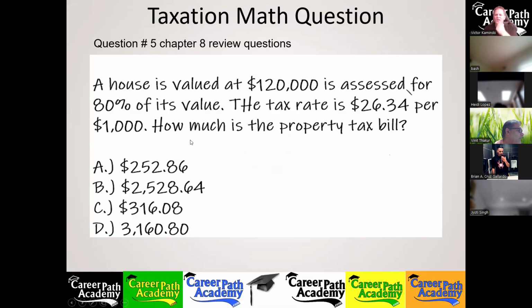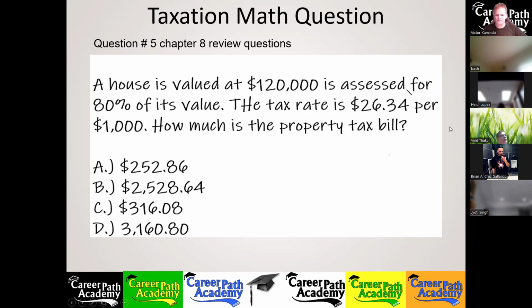So here's a problem for you. It comes from question 5 from chapter 8. A house is valued at $120,000 and assessed for 80% of its value. The tax rate is $26.34 per $1,000. How much is the property tax bill? What's the first step you would do to figure this out?